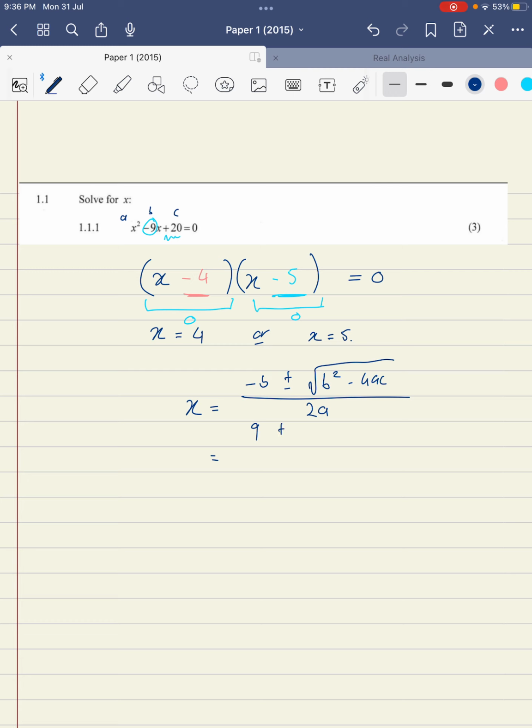You'd get 9 plus or minus the square root of 9 squared minus 4 times 1 times 20, over 2 times a, which is 1. And then you'd get the same answer, that x is equal to 4 or x is equal to 5.